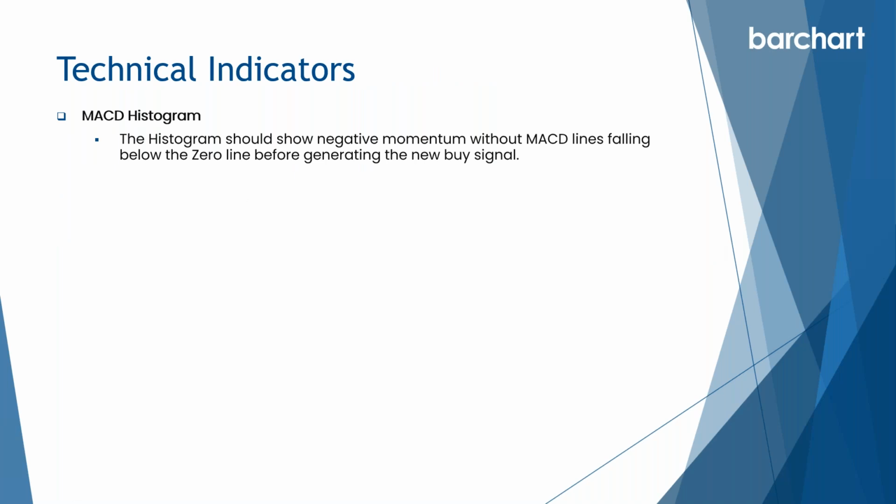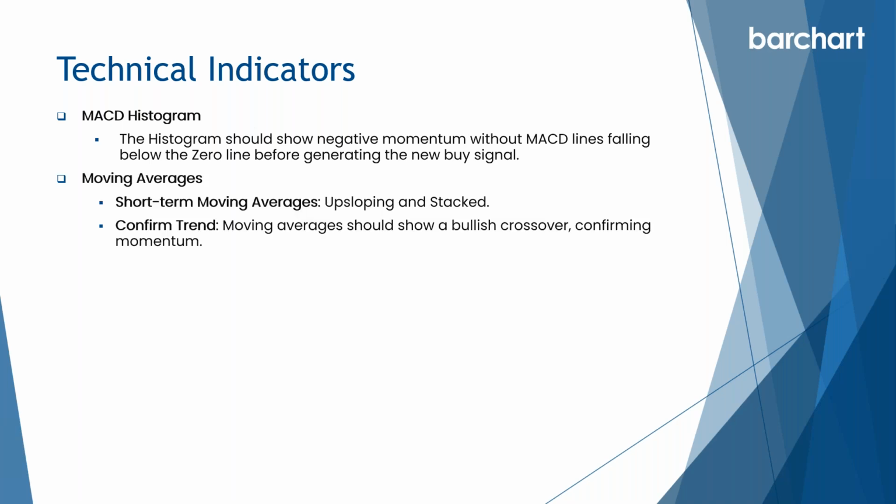Let's do a quick review. Remember, our MACD histogram should show negative momentum, with our MACD line and our signal line below the zero line, before generating a new buy signal. Short-term moving averages, right? We want that upsloping stack quality, that positive price environment. And remember, MACD is really a moving average crossover. If I'm using other moving average time periods, like the 5 and 20 in the example I showed you, we want to make sure that bullish crossover is prior to our new buy signal. That would certainly confirm our momentum.